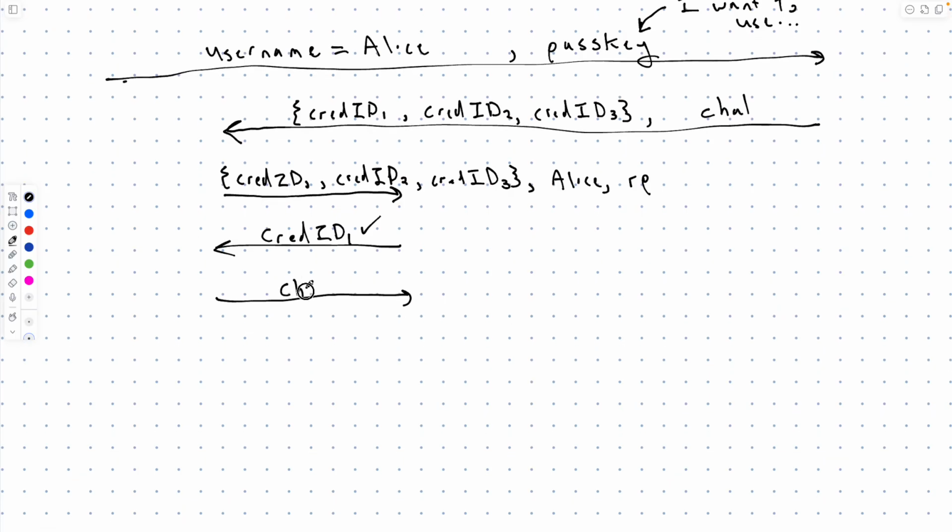Okay, so then it will say, okay, I want to use cred ID 1. So here's the challenge value. I want to do cred ID 1. Here's the challenge. It's Alice. It's for Amazon, which is the relying party. Can you please sign this?